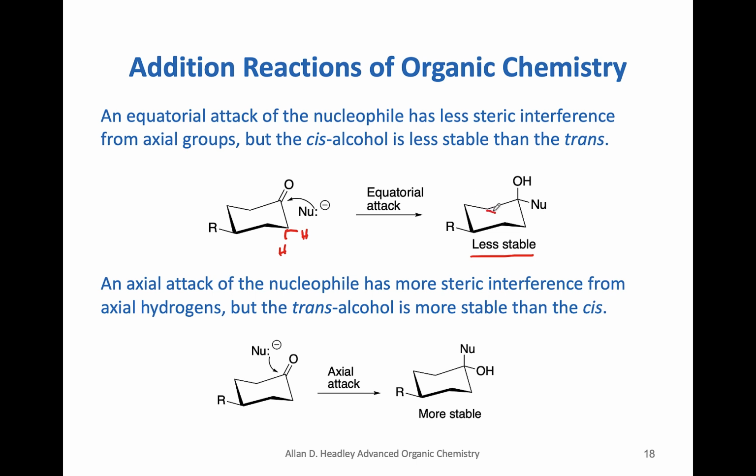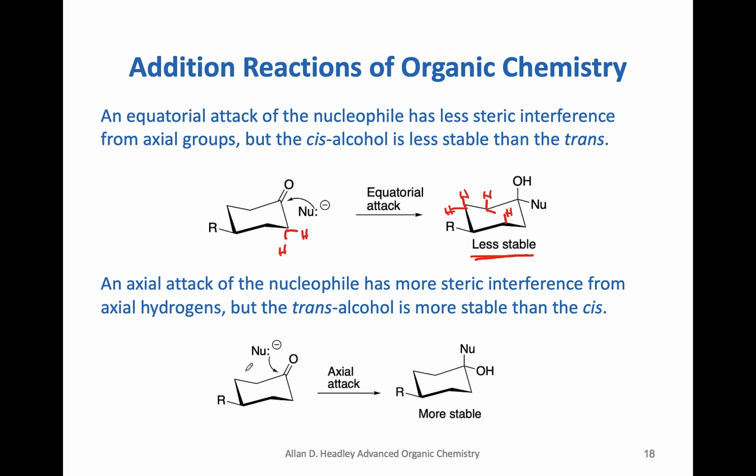So we have here a hydrogen, and we have another hydrogen here, and of course we have some hydrogens back over here. So because of the interaction between these hydrogens, this is a less stable thermodynamic product because of steric interaction. So you'd expect here... well, let's look at this one now.